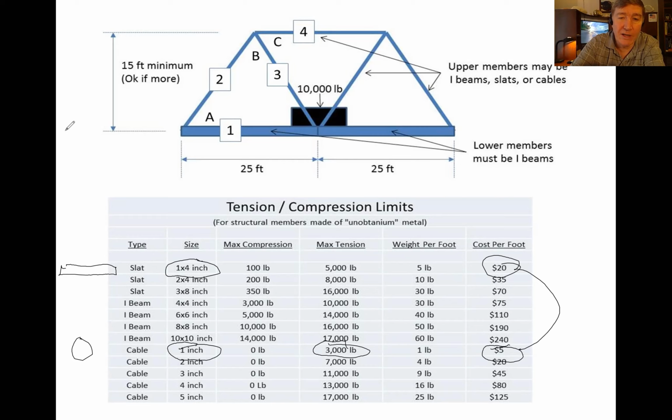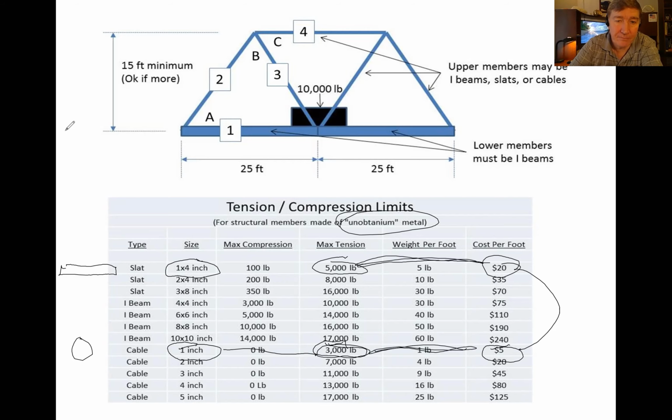Now I am assuming that we've got some imaginary metal called unobtainium, which is a science fiction reference some of you may recognize. What I'm assuming is that if we have a 1 inch cable made out of unobtainium, it can withstand 3,000 pounds of tension force, whereas a slat can withstand 5,000 pounds. So I might be willing to pay the extra money to get the slat if I need that extra tension. But if I don't really need it, I'd be better off using a cable. But this is only for member number 3. Obviously, for member number 2, cables are not even an option.